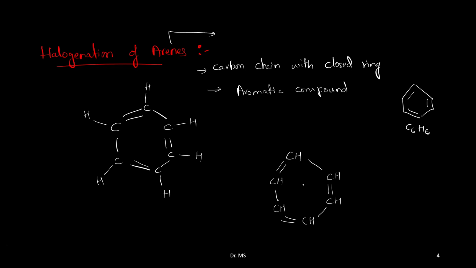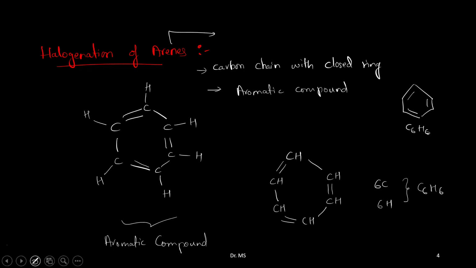So if you haven't written down these two structures, do so, as I'll erase this. You understood? So how many carbons are there? There are 6 carbons and 6 hydrogens. So it is C6H6, not C6H12, which is an aromatic compound. You call this benzene. If you have completed, please let me know.